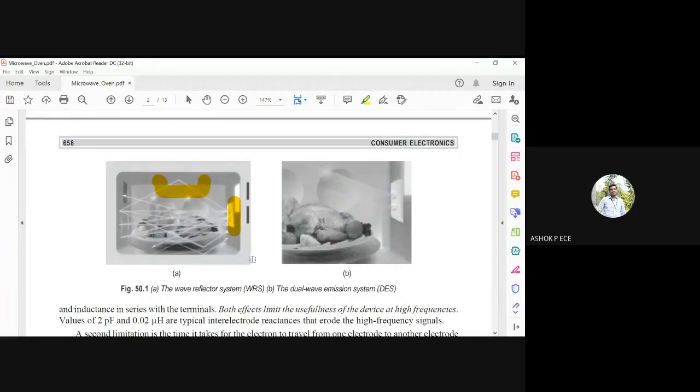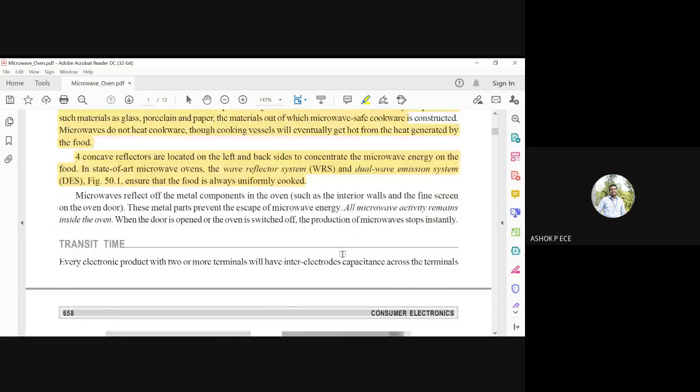And the second type is going to be a dual wave emission system. So the dual wave emission system, you see, you have this type of diagram where the emission happens from two openings. You have two openings from where microwaves will be emitted, and by successive reflection they will be hitting your food, and every particle of the food will be heated in a uniform way.